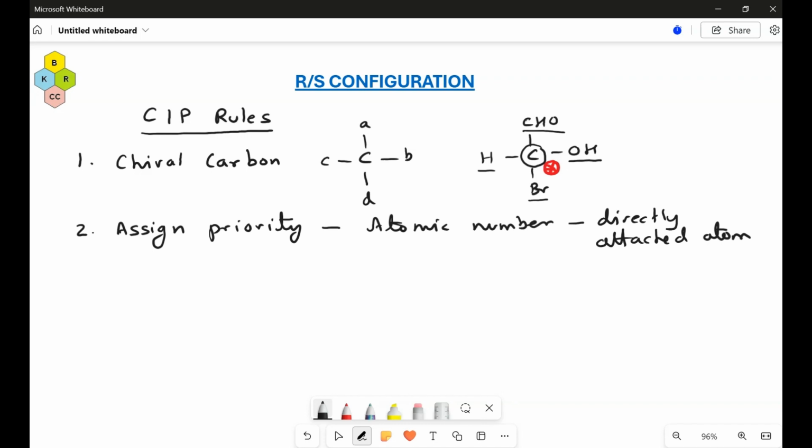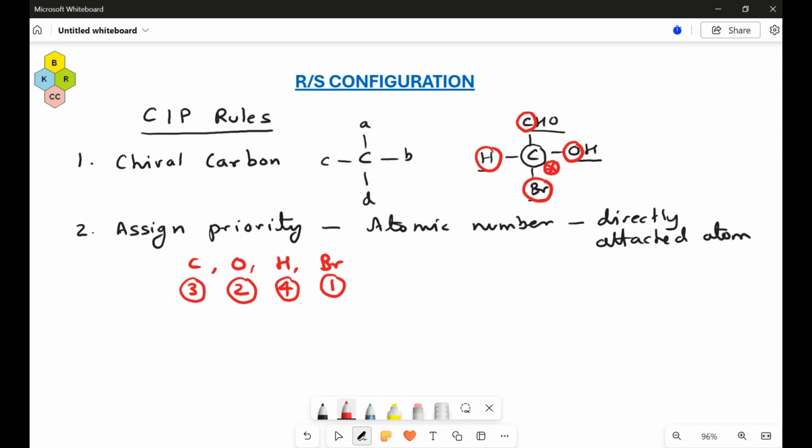In this particular case the directly attached atoms are oxygen, carbon, Br, and hydrogen. You should assign the priority based on the directly attached atom. Now hydrogen has the highest atomic number, therefore first priority. Then comes oxygen, second priority. Then comes carbon, third priority. And the last is hydrogen, which gets the fourth priority.